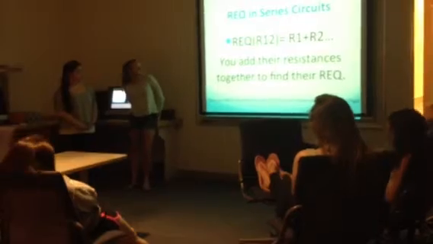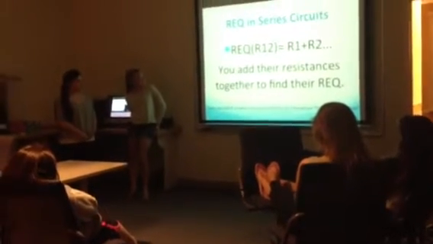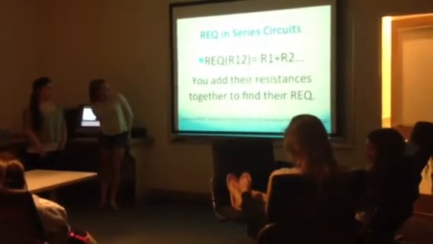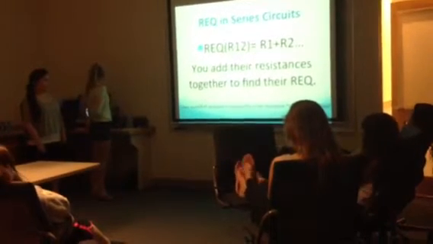For REQ in a series circuit, to get the REQ, you add the resistances of each of the bulbs. You can call the bulbs R1, R2, R3, as many as you have, and just add them together. Then REQ in parallel circuits is a little bit more complicated.